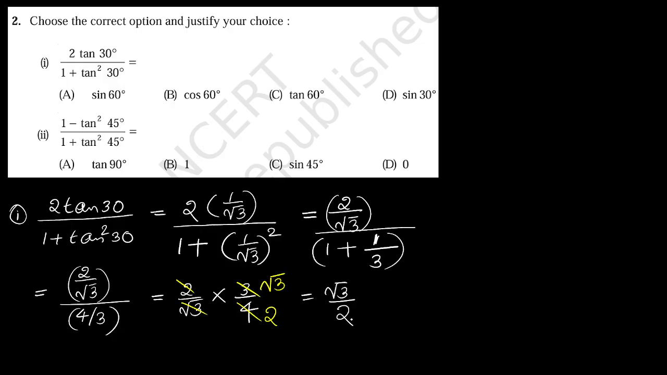Which option is correct? Anybody? Not studied the important angles yet. Root 3 by 2 is the value of sine 60 degree. Nobody is responding. It is the first option.